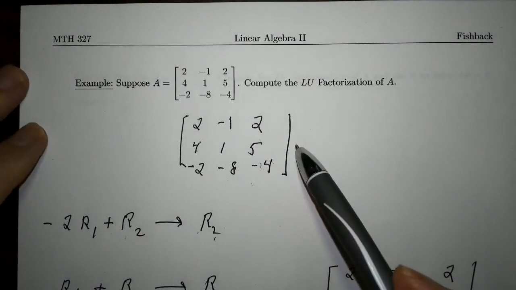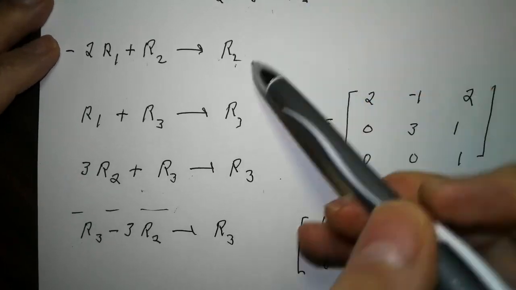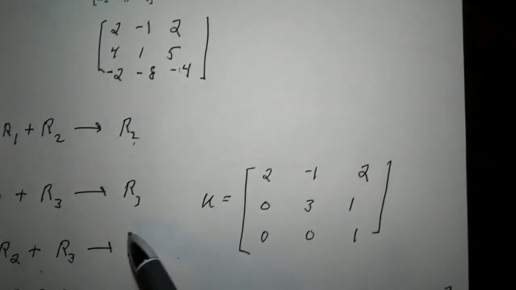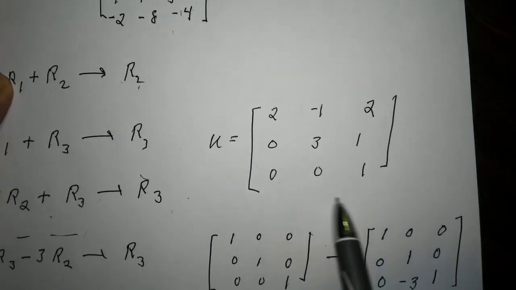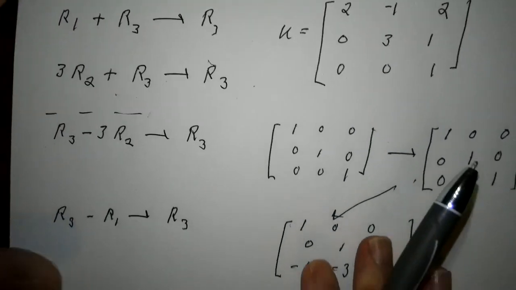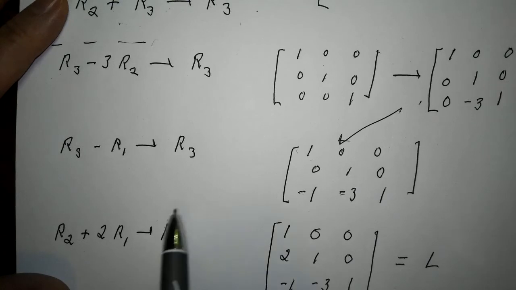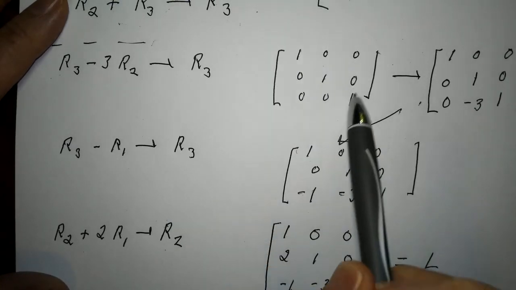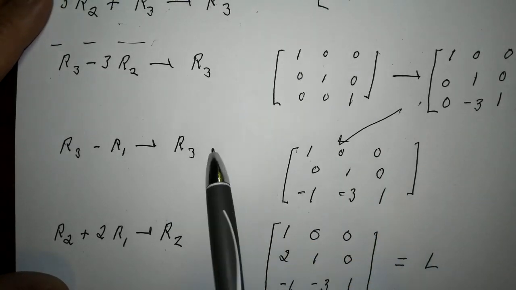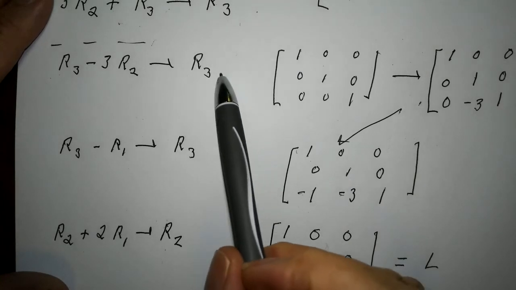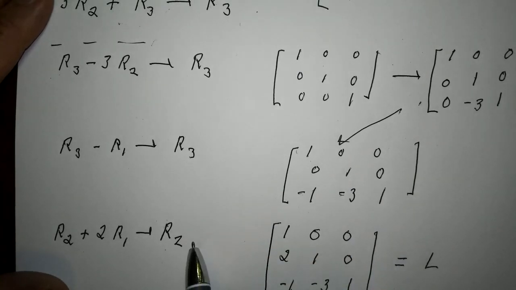So again, there were 3 row operations that took us from A to an upper triangular matrix, and we had to figure out the inverse operations and apply them in succession to the identity matrix. Sometimes the hard part is actually getting the inverses of the operations.